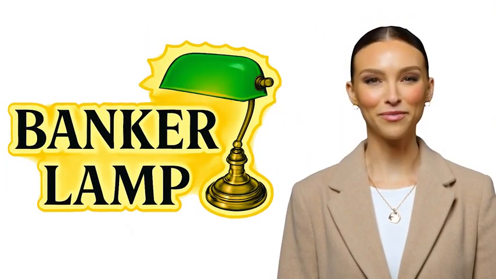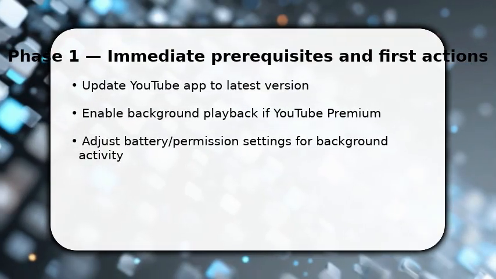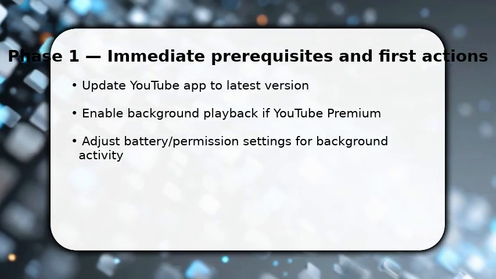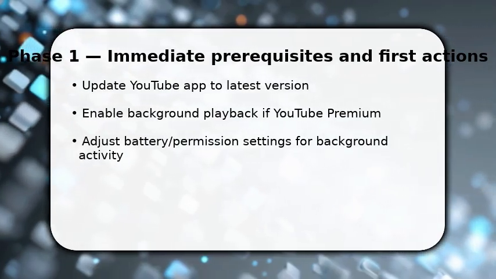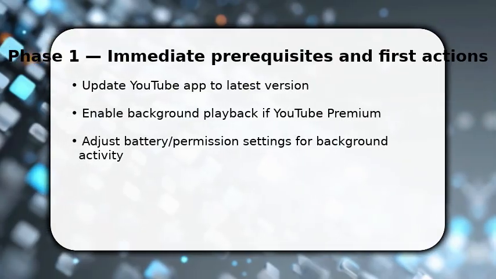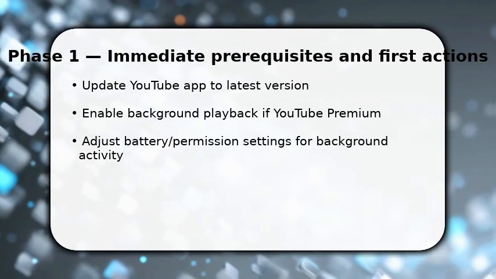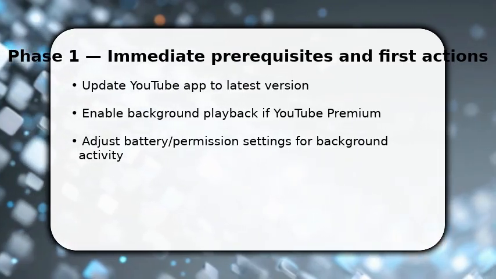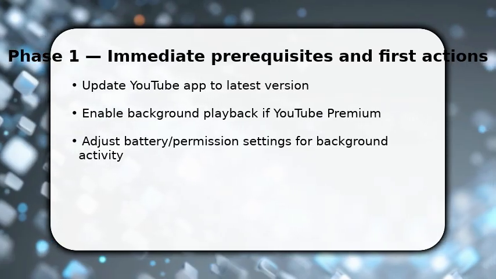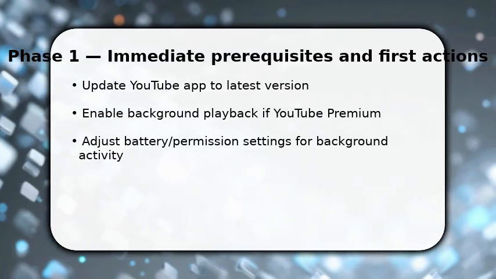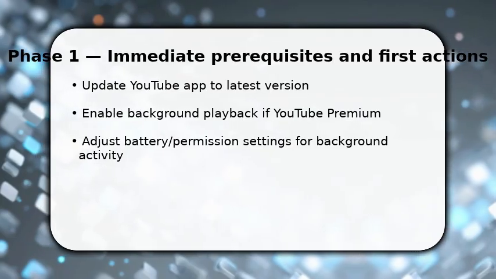Please enjoy the video. You start by preparing your device and the YouTube app so background playback can begin. On mobile, update the app, then sign in so settings sync. If you have YouTube Premium, enable background playback in account settings. That unlocks seamless audio. Once done, check app permissions and battery optimization. Make sure YouTube is allowed to run in background.